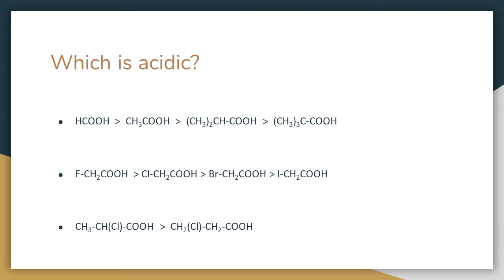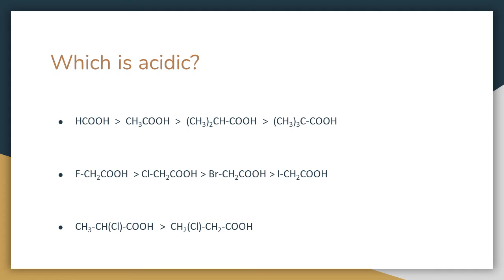In the second example, we have acetic acid substituted with halogens: fluorine, chlorine, bromine and iodine. So, fluoroacetic acid is more acidic than chloroacetic acid. The reason is that fluorine is more electronegative than chlorine. Based on the minus I effect, we can say that fluorine attracts the electrons more towards itself than the chlorine atom, and hence it is more acidic in nature.